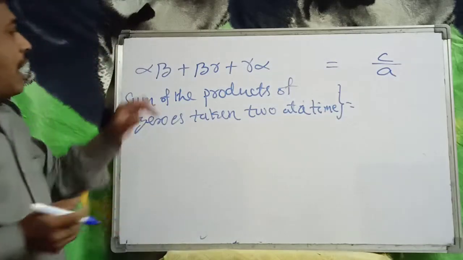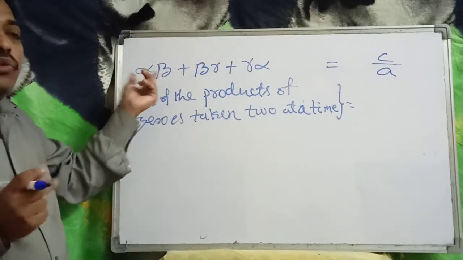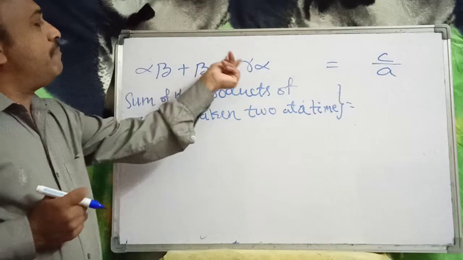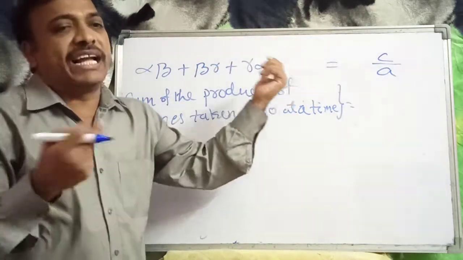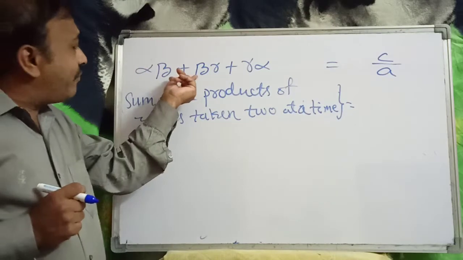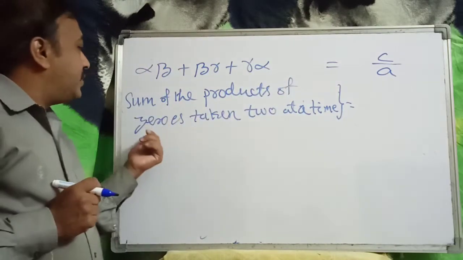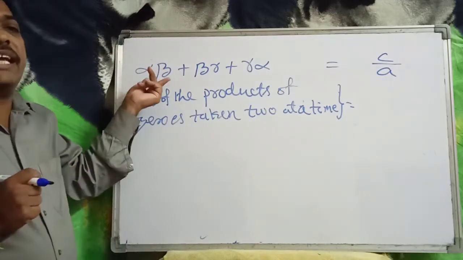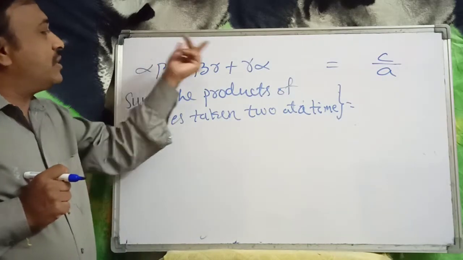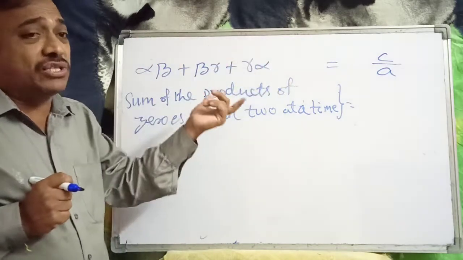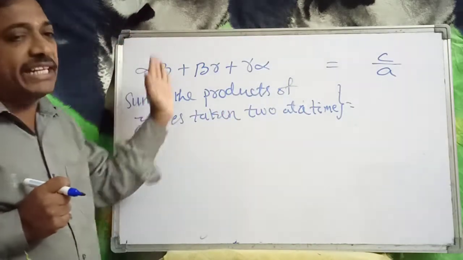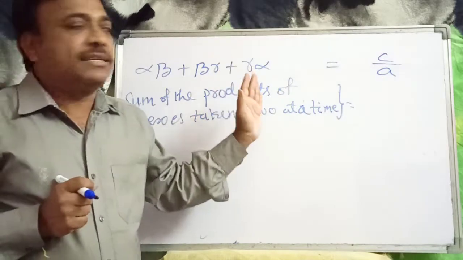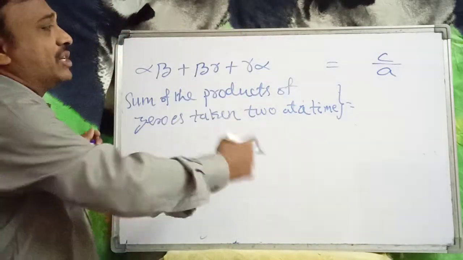Observe it. Alpha into beta, that means multiplying, plus beta into gamma, multiplying, plus gamma into alpha, again multiplying. Sum of the products of zeros taken two at a time. Every time we are taking two zeros. Here two zeros, here two zeros, here two zeros. Zeros are nothing but alpha, beta, gamma. Alpha beta plus beta gamma plus gamma alpha is equal to c by a.